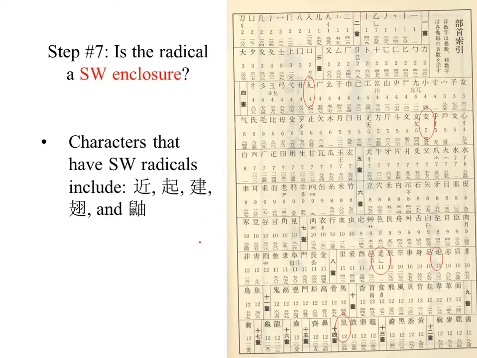Step 7, ask yourself, is the radical a southwest enclosure? And again, here are some examples of southwest enclosures. Southwest enclosures are a little bit tricky because if you look at, for example, this one, you might say, well, it doesn't look like southwest, it just looks like left-right. And I would agree with you, but again, this is how the system has been set up, and it's been this way for centuries.